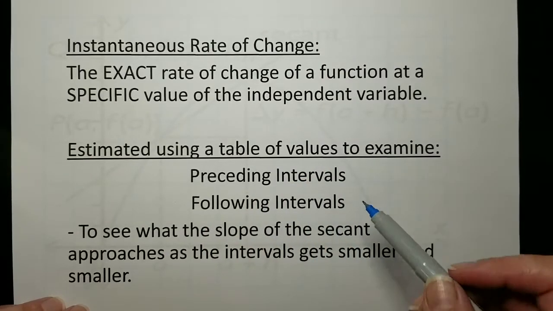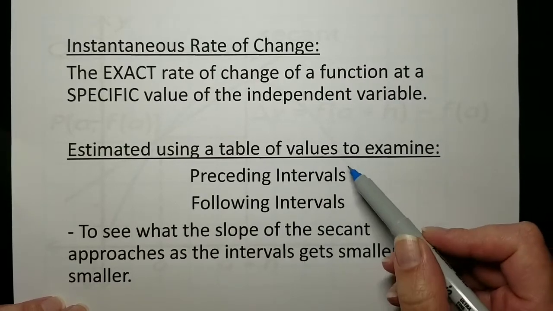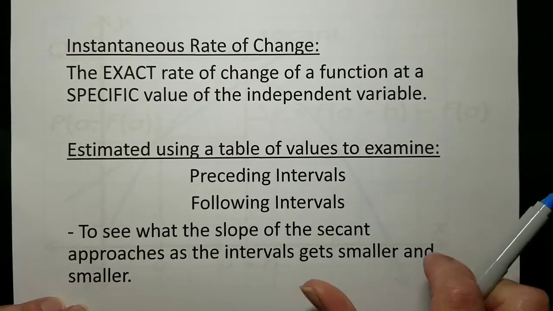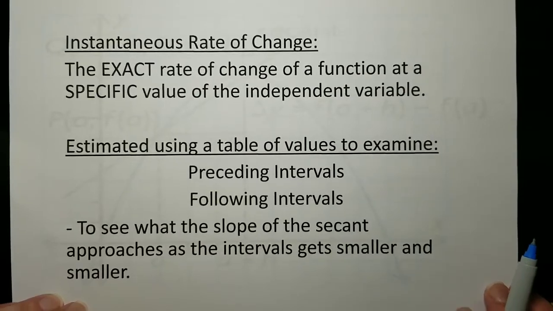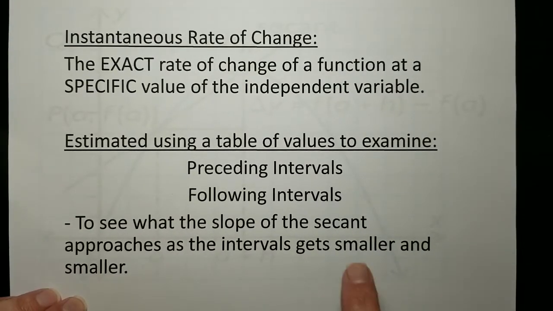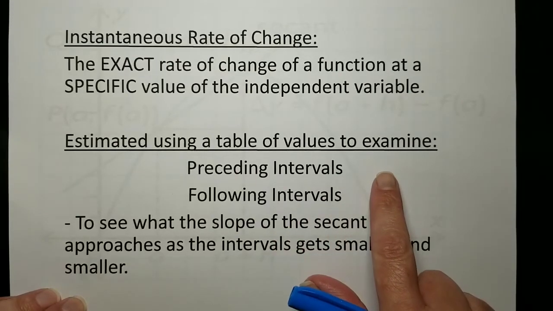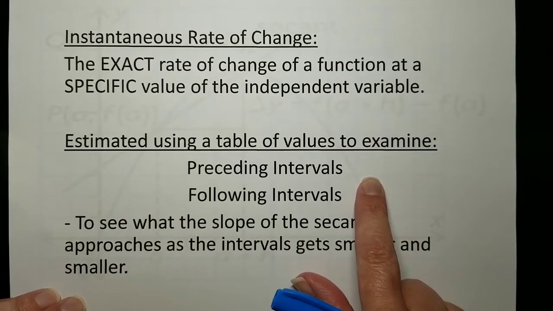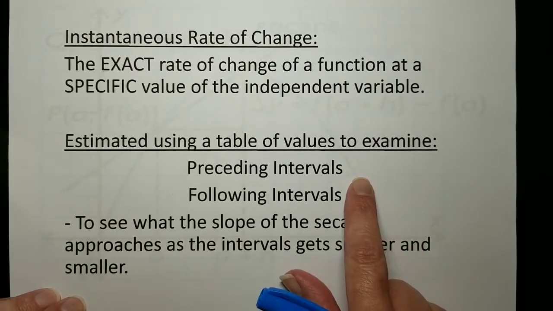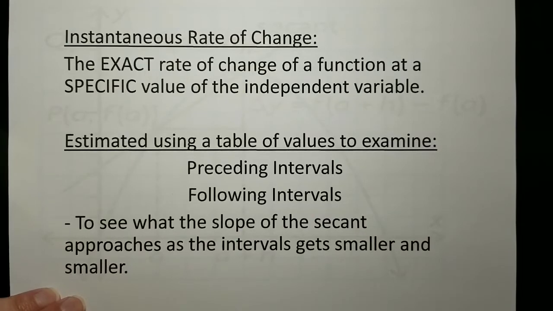So in Advanced Functions, you would have looked at the different ways, preceding intervals, following intervals, or the one that's balanced right around, to figure out what the slope of the secant approached as the intervals got smaller and smaller. So you maybe would have done between, say, 1 and 2, and then 1 to 1.1, and then 1 to 1.01, and 1 to 1.001, and squished that delta x interval down smaller and smaller.